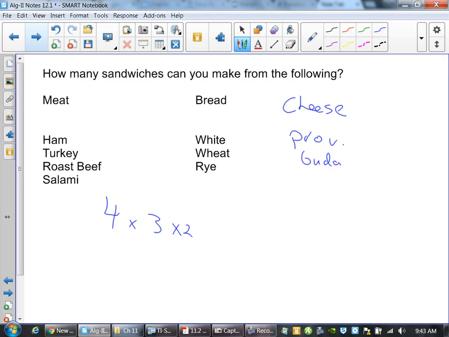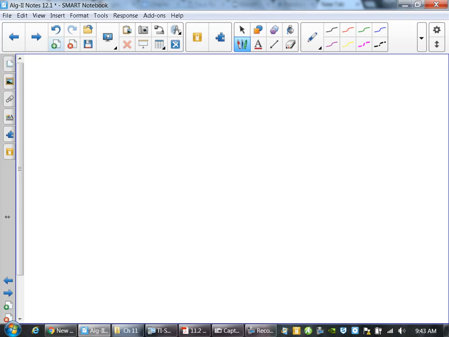Think about Subway. When you have Subway, how many different meats do they have? A lot. Somebody Google it. Do you count meatballs? Sure. Well, I know they have ham. And then they have all these different breads. And then you have the toppings.